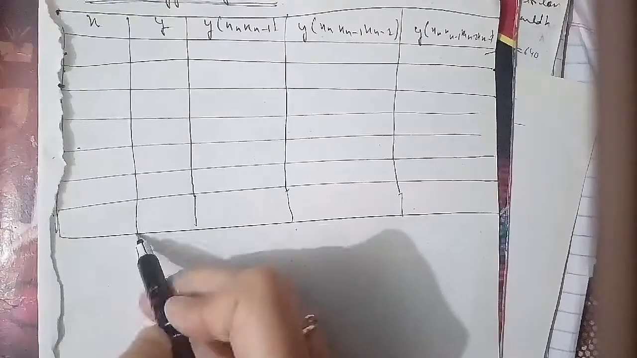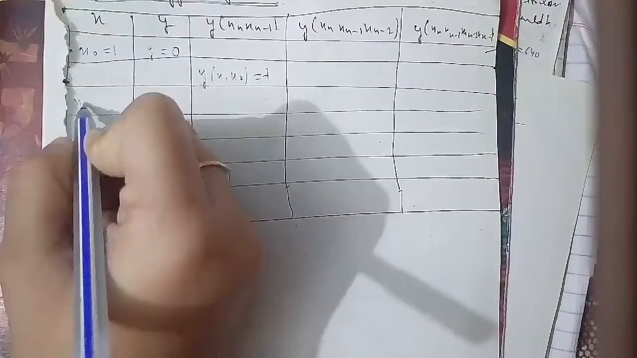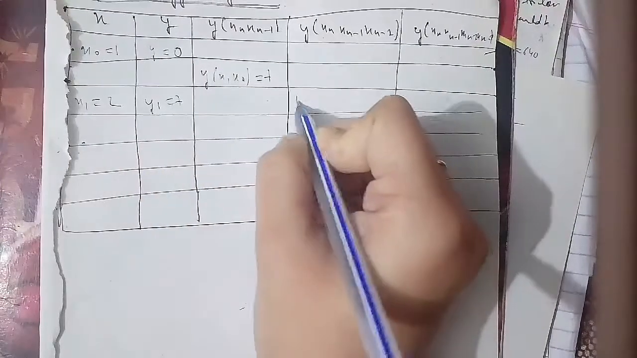For x0 equals 1, then y0 equals 0, and here y[x1, x0] equals 7, and x1 equals 2 and y1 equals 7, then y[x2, x1, x0] equals 6. For the other one, y[x2, x1] equals 19, and y[x3, x2, x1, x0] equals 1.